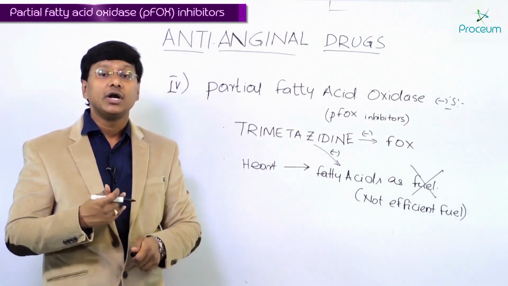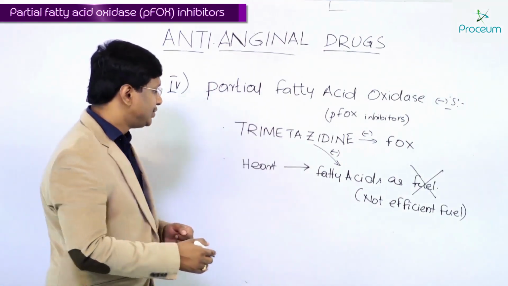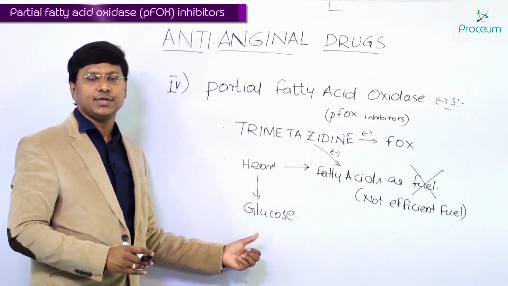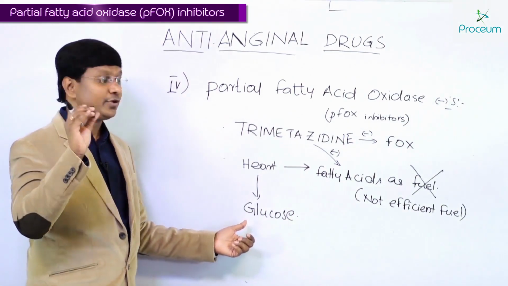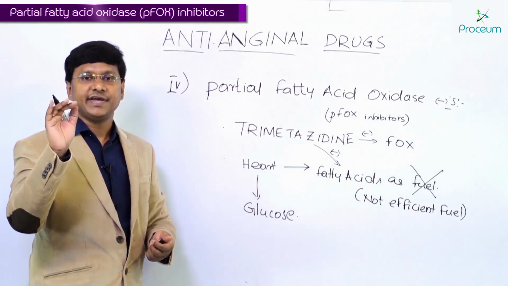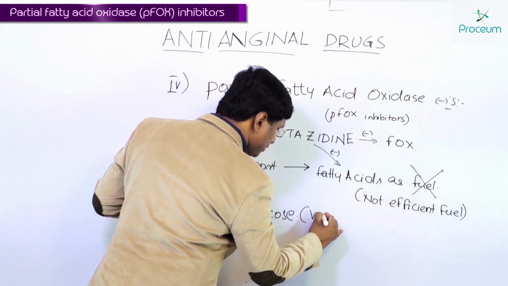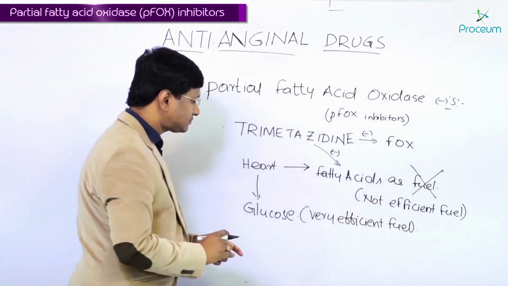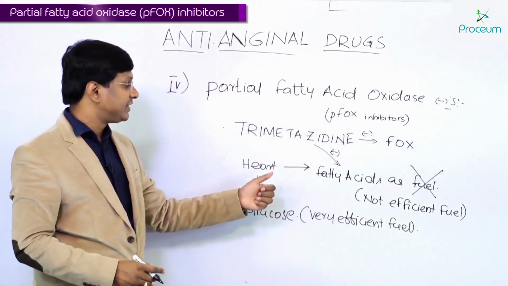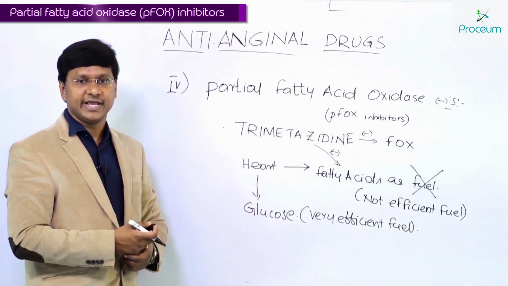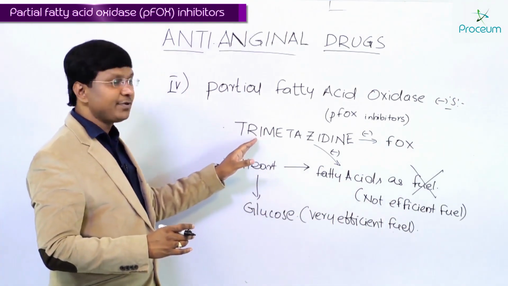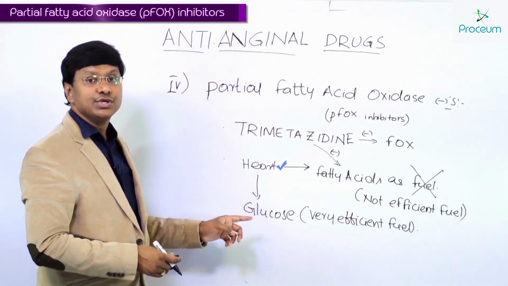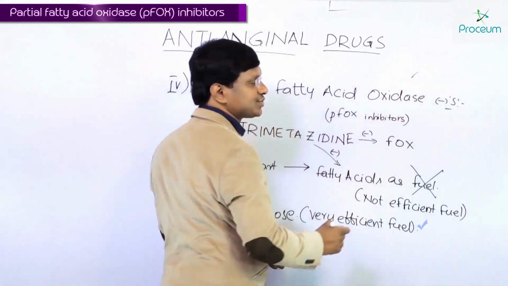Now the heart will start utilizing the energy from glucose. And remember a point here: glucose is a very efficient fuel for the heart as a source of energy. So with the help of trimetazidine, if oxidation of the fatty acids is inhibited, then the heart will start utilizing its energy from the glucose.